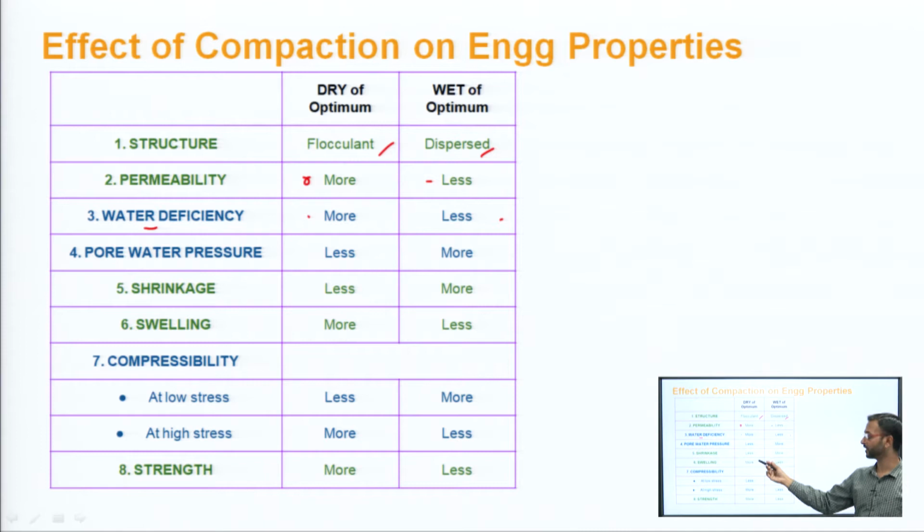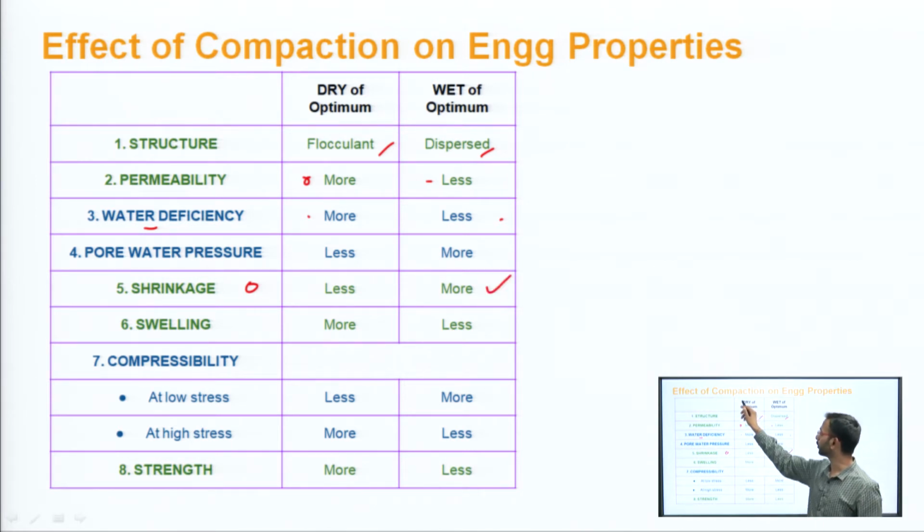Now if you talk about the shrinkage and swelling characteristics, you can always say that when the water content is more, shrinkage will be there when you dry the soil. What happens? The soil will try to shrink, it starts shrinking a little. So when there is more water, more shrinkage will be observed. But when we talk about the dry of optimum, what happens there? The shrinkage will be slightly lesser, and the opposite will be the case in swelling.